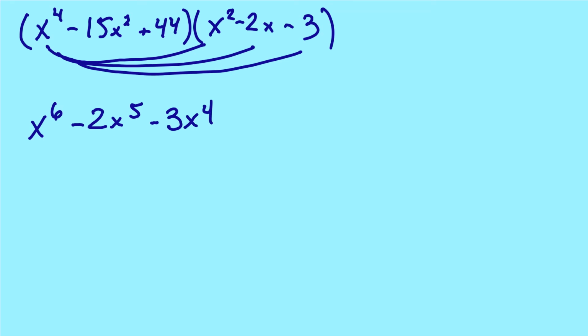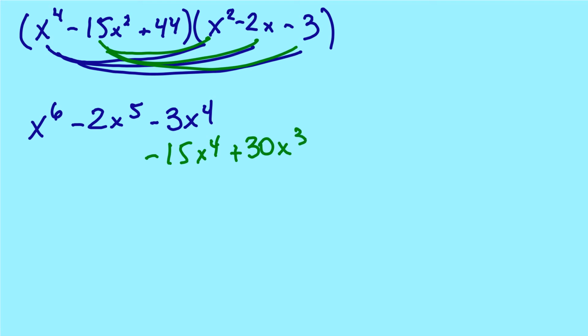Now 15x squared is going to go to everything. So negative 15x squared is going to go to x squared, negative 2x, and negative 3. So negative 15 times x squared is minus 15x to the 4th. Negative 15x squared times minus 2x is plus 30x cubed. Negative 15 times minus 3 is plus 45x squared.